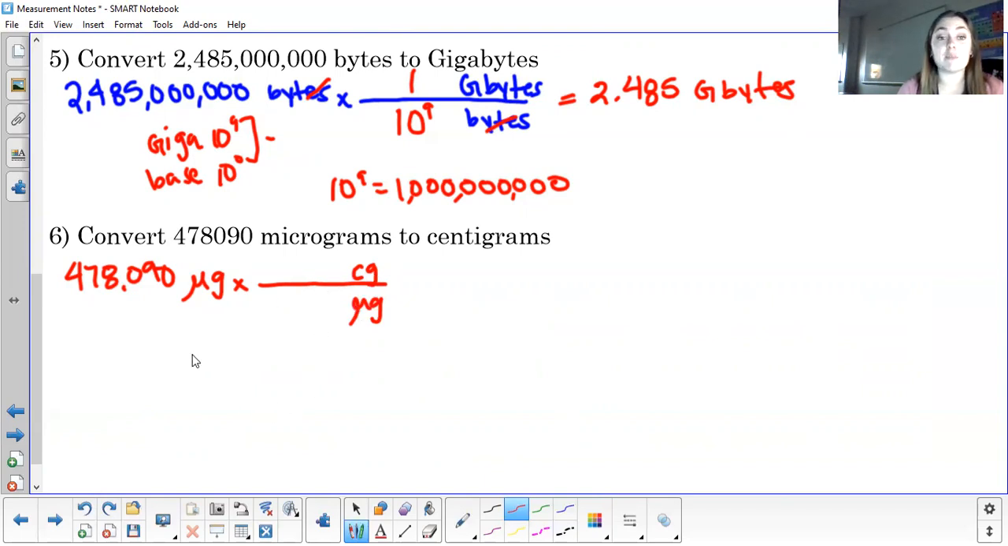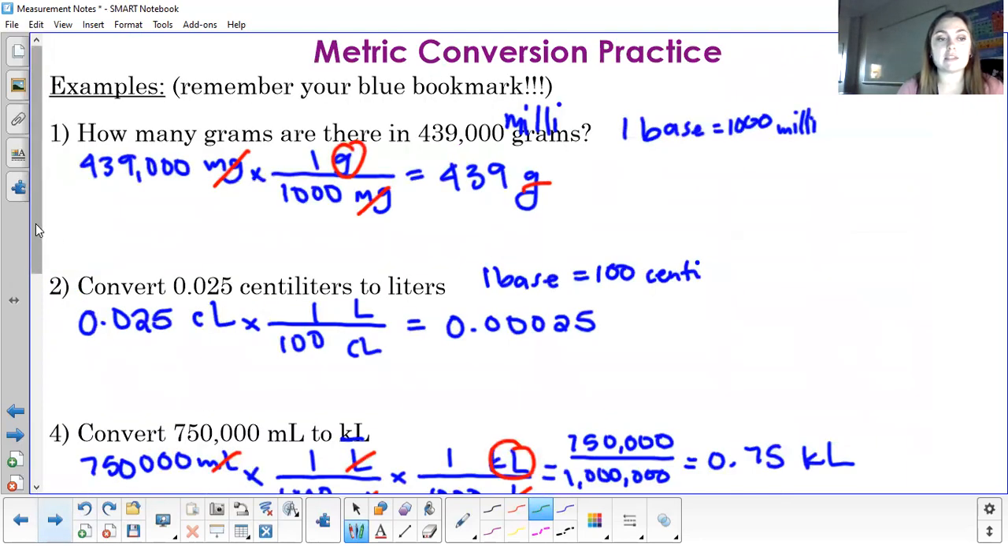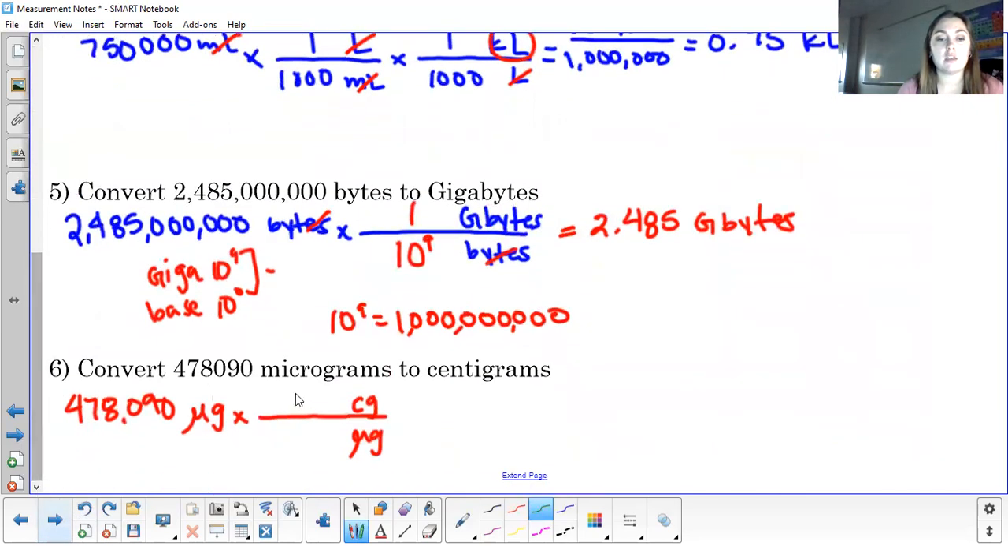Which of those units is bigger? Let's look back at our charts here. Micro is down here. This one is micro, and centi is up here. So centi is 10 to the negative 2. Micro is 10 to the negative 6, which means centi is bigger. That means that centi gets the 1. Centi gets the 1.